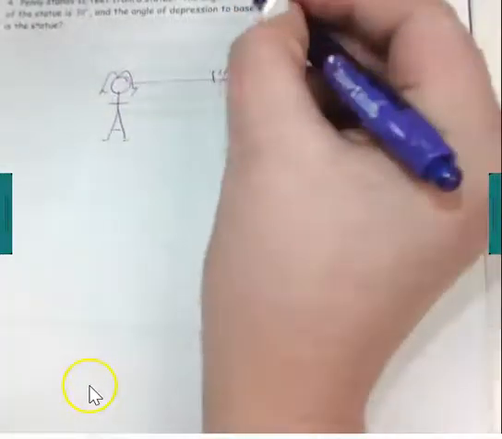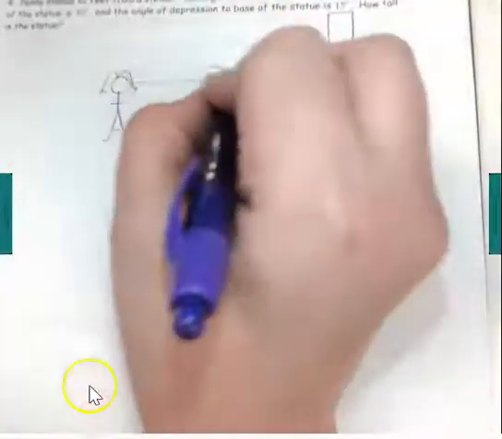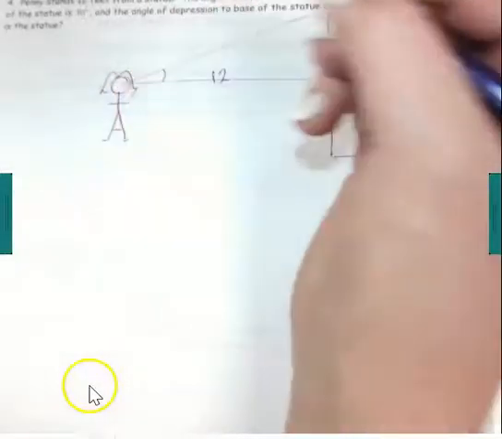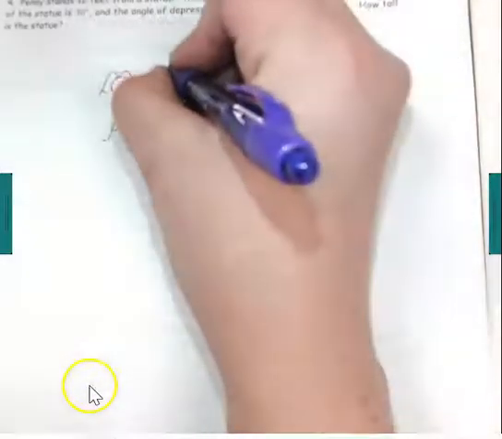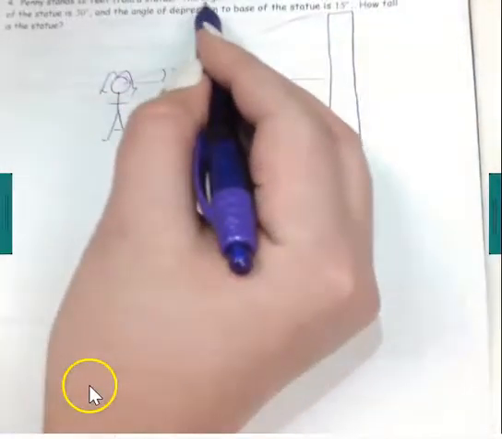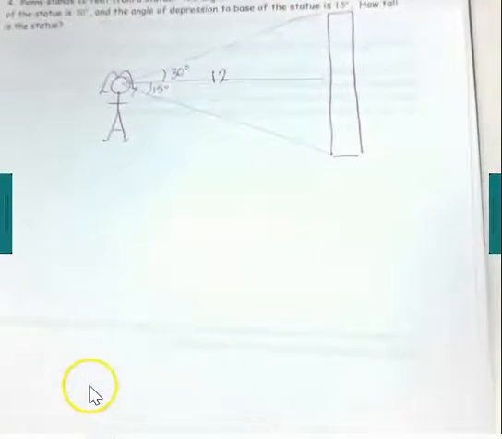Okay, then it says the angle of elevation from eye level. So think about if she were to be looking straight and then look up, that's the angle of elevation. And it says that it's 30 degrees. Then it says the angle of depression to the base of the statue is 15. So if she were looking down at the statue, that side would be 15. Okay, then it says how tall is the statue?